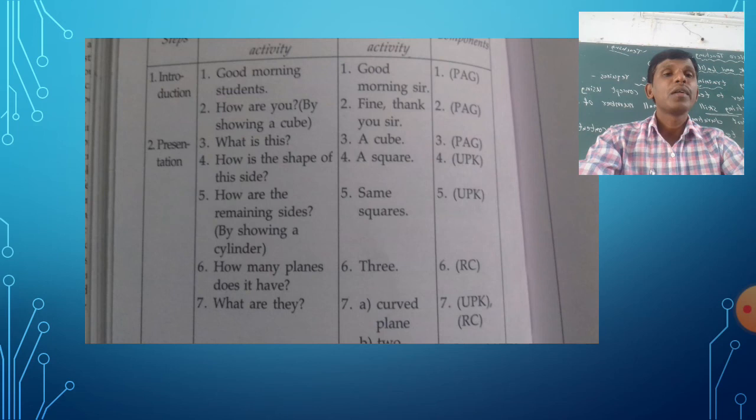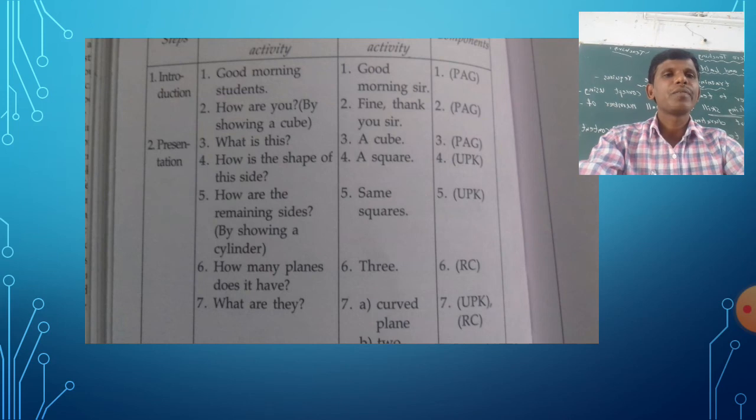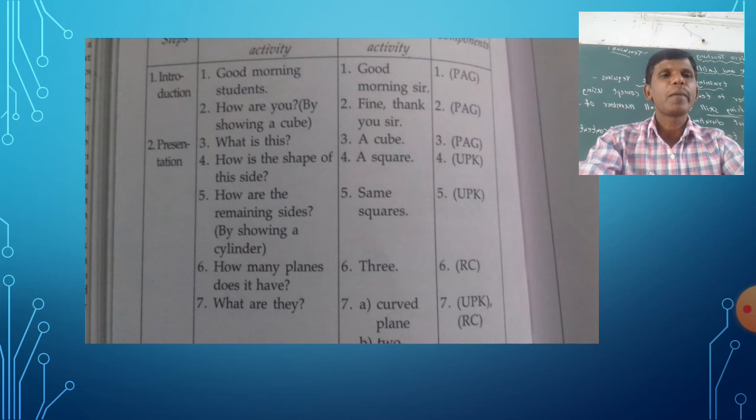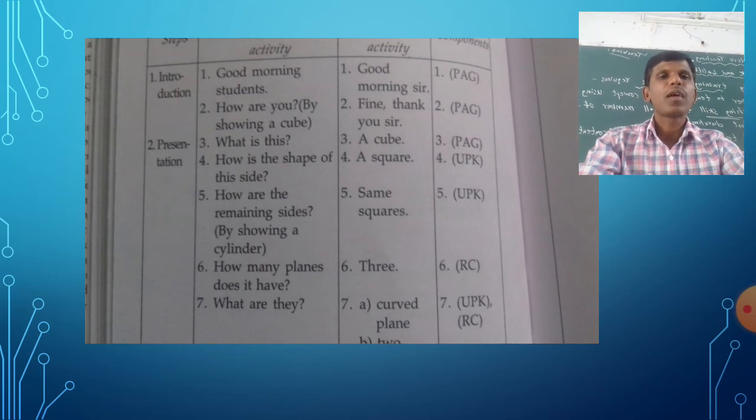This is called use of previous knowledge. They know the shape of the cube, the side of the cube. So automatically we are using the previous knowledge of the student. So it is called UPK in the component column. We should not write with pens, just write with the pencil. Then after, erase it, and you can use it as the blackboard column. How are the remaining sides of the cube?